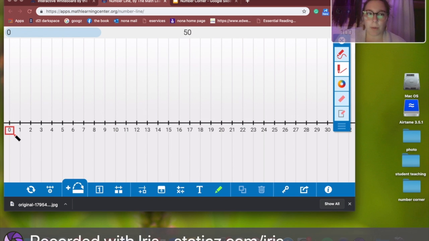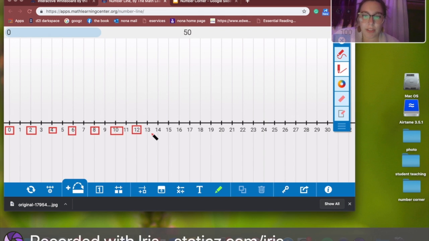We're going to be counting by ones, but each time I get to a multiple of 2, I'm going to say it louder. So while I'm counting, I'm going to whisper, but when I get to a multiple of 2, I'm going to say it louder. Let's start. 0, 1, 2, 3, 4, 5, 6, 7, 8, 9, 10, 11, 12, 13, 14, 15, 16, 17, 18, 19, 20.